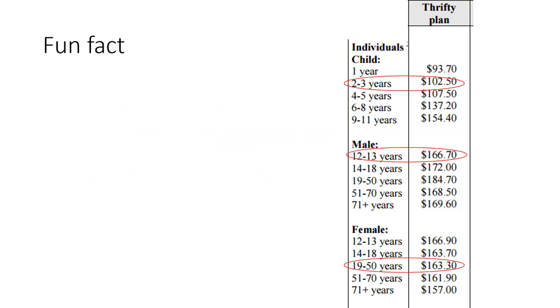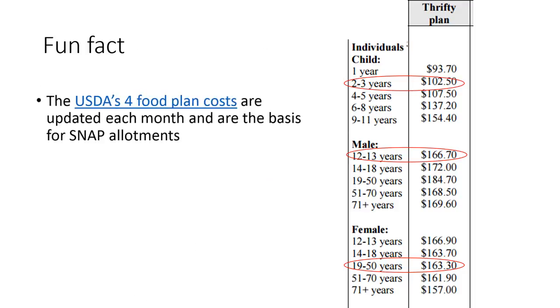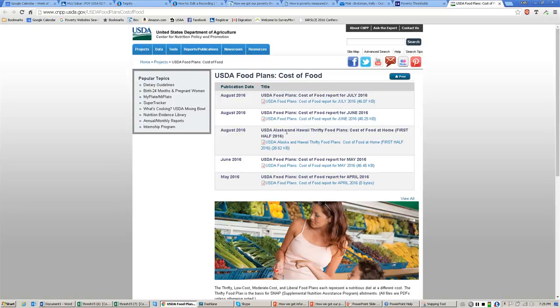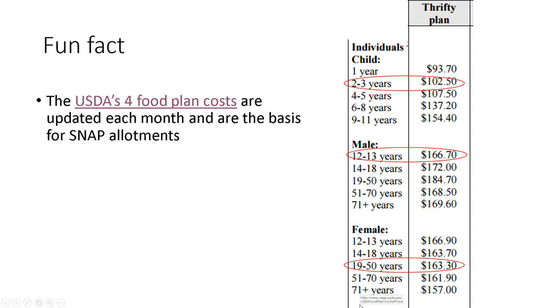A fun fact is that the USDA's Thrifty Food Plan is still the basis for the calculation of SNAP allotments, or food stamps. The USDA issues the estimated costs of its 4 food plans every month. They're easy to find out. As you see, food tends to cost more in Alaska and Hawaii, so they have their own chart. But the food plans themselves are updated every month.